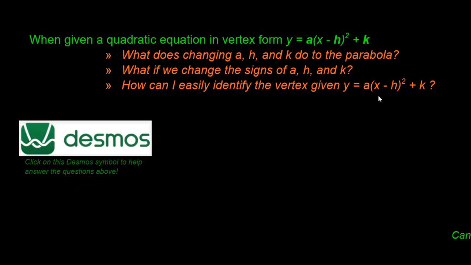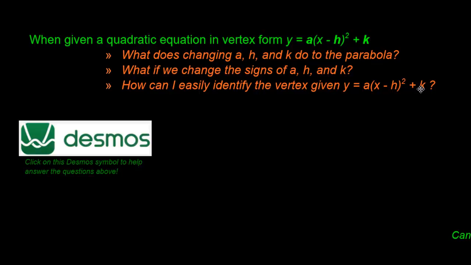Now, if you put a negative sign in front of the a value, what you're going to get is a parabola that goes down or points downward. Okay? So what we're going to do is we're going to move the h. If we change the value of h, that's going to move the parabola left or right. So if h is negative, it's going to go to the right, and if h is positive, it's going to go to the left. Exactly the opposite of what you might think.